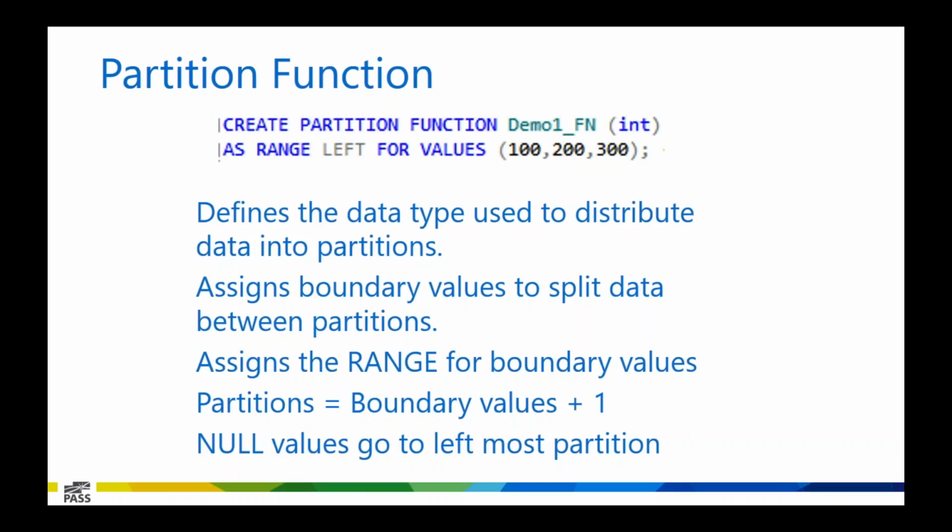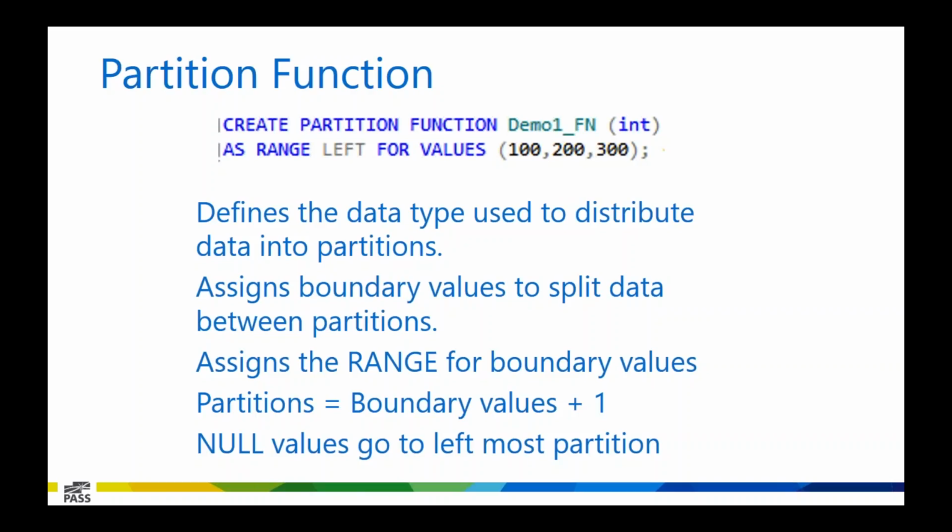So you have two options. Range left, which is the default, so if you don't specify anything, it'll be range left. Or you have range right. In this example here, we have 3 boundary points, 100, 200, and 300. So we'd actually have 4 partitions, because you're always going to have one more partition than boundary points. And because we're specifying range left, this means that those boundary values will go in the left partition.